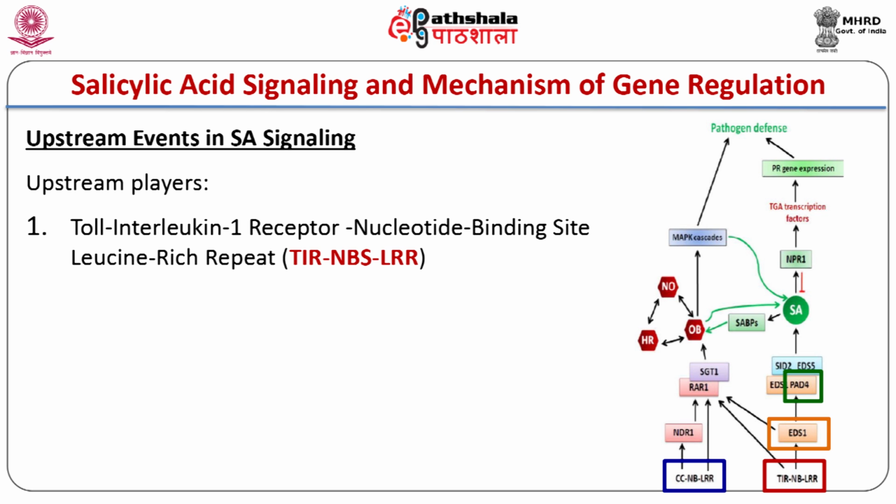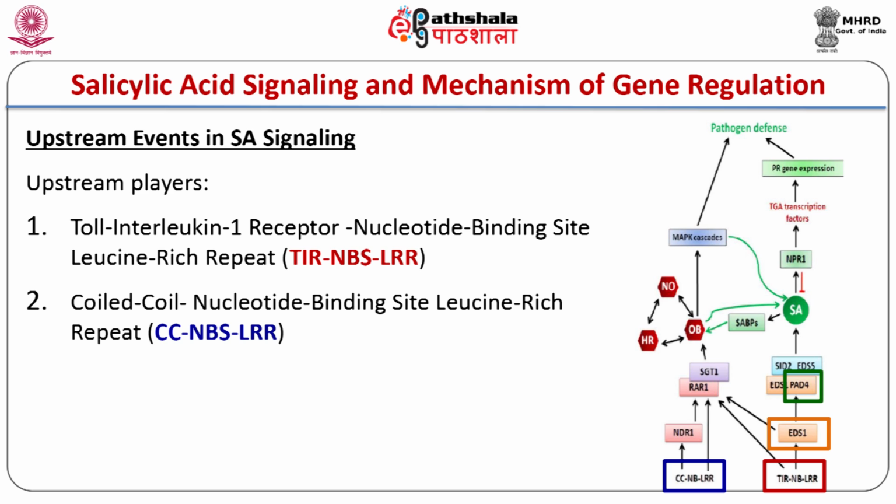Two major subsets of resistance related genes, that is R genes, namely toll interleukin 1 receptor nucleotide binding site leucine rich repeat and coiled coil nucleotide binding site leucine rich repeat, abbreviated as TIR-NBS LRR and CC-NBS LRR respectively, have been identified as upstream players to SA signaling.